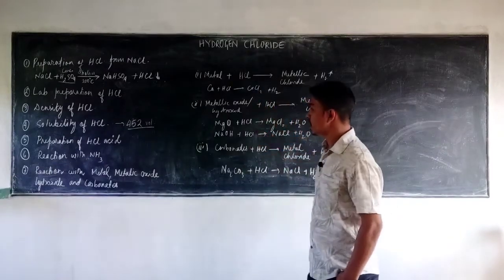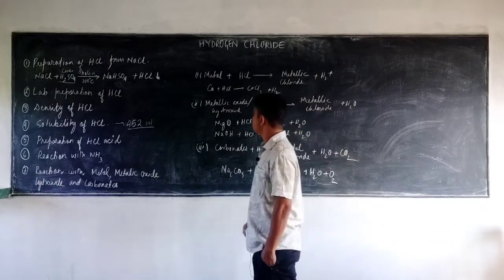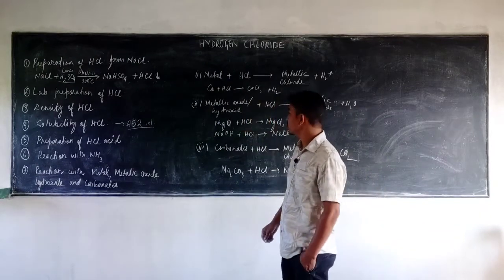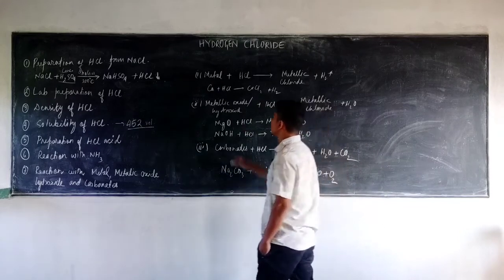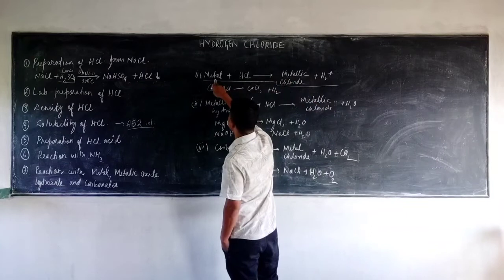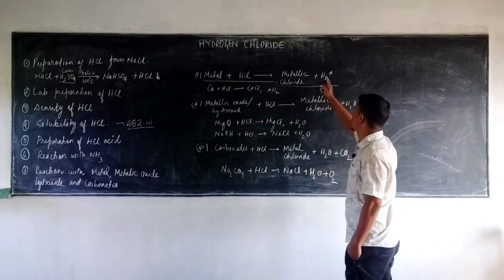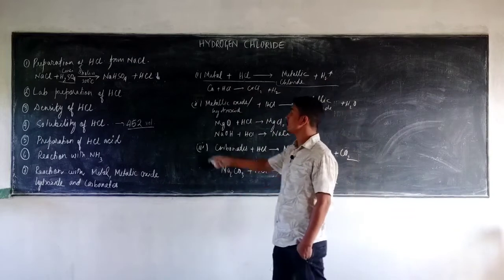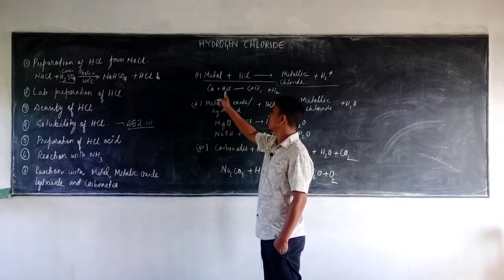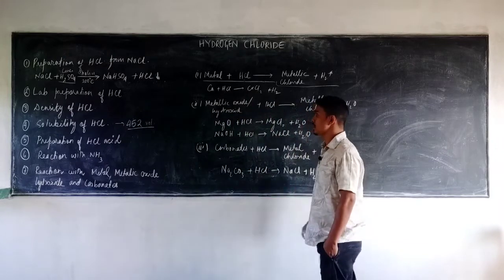So here on the board I have written the reaction of hydrochloric acid with the metals, with the metallic oxides and metallic hydroxides, and with the carbonates. As you can see in the first part, whenever a metal is treated with hydrochloric acid, it always gives a metallic chloride and hydrogen gas. For example, when calcium is treated with hydrochloric acid, it gives calcium chloride and hydrogen gas.